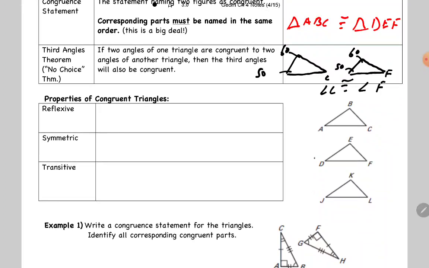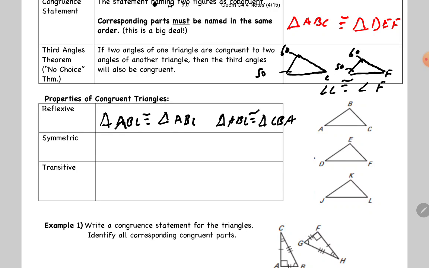Okay. So properties of congruent triangles. So reflexive, symmetric, and transitive, those also apply here. So the reflexive property, triangle ABC is congruent to itself. And sometimes they'll trick you. Instead of saying triangle ABC is congruent to triangle ABC, they'll say triangle CBA. That's the same triangle. Okay?